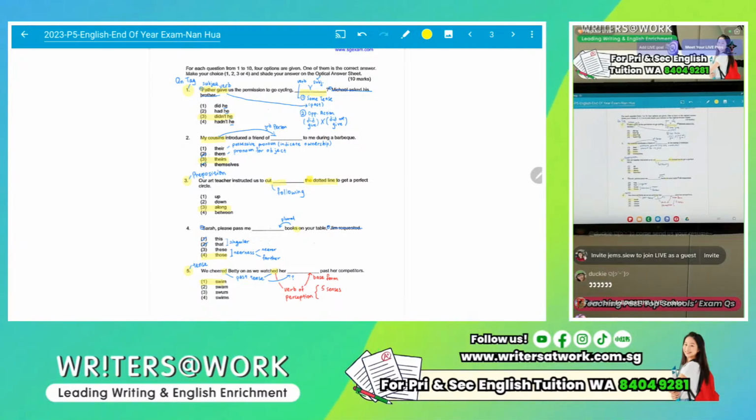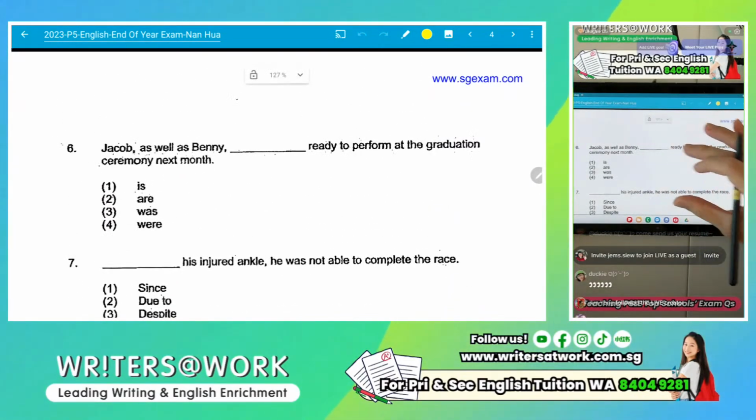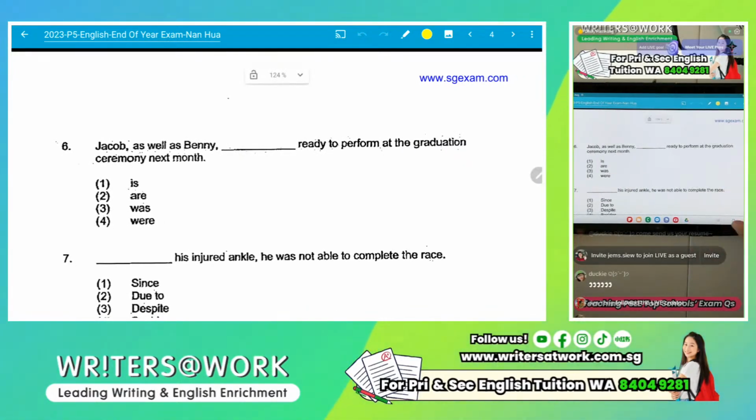Okay, no further questions. Let's proceed with the next set of 5 grammar questions. Question 6 is one that can be particularly tricky for some of our students and some of our exam takers as well. Jacob, as well as Benny, blank ready to perform at the graduation ceremony next month.